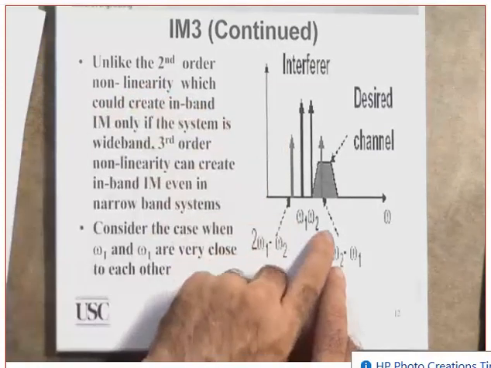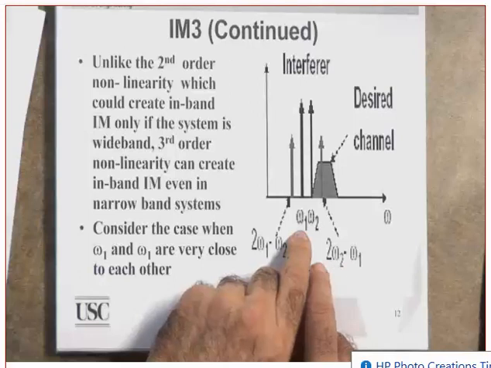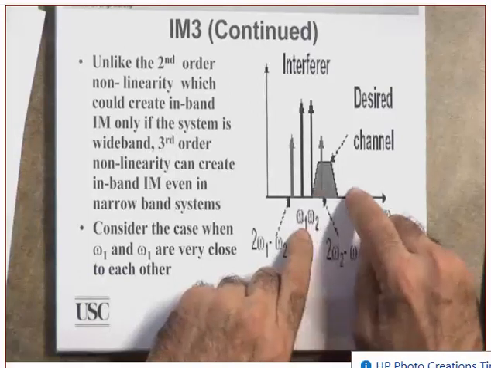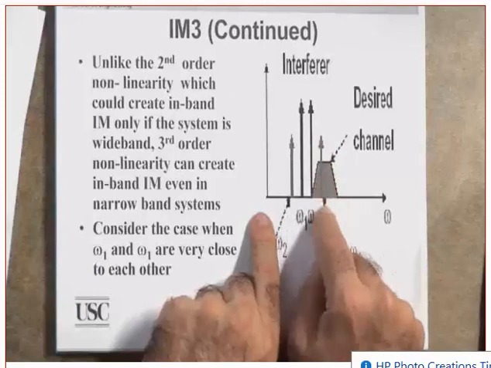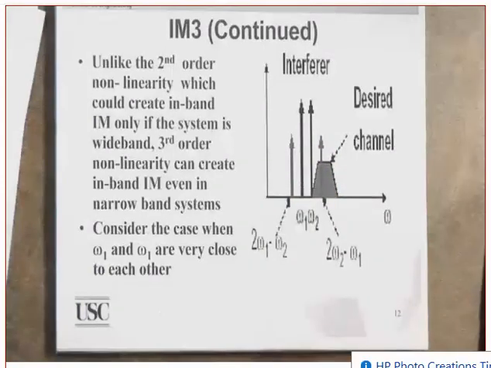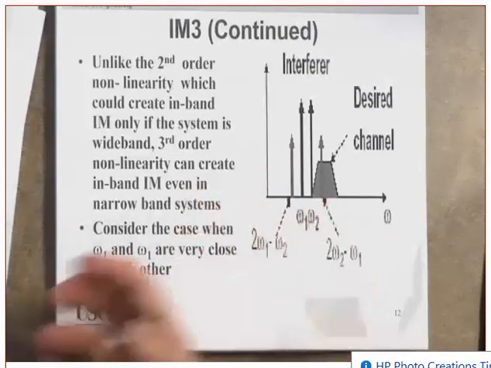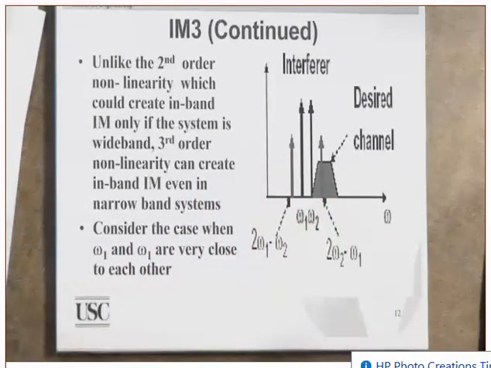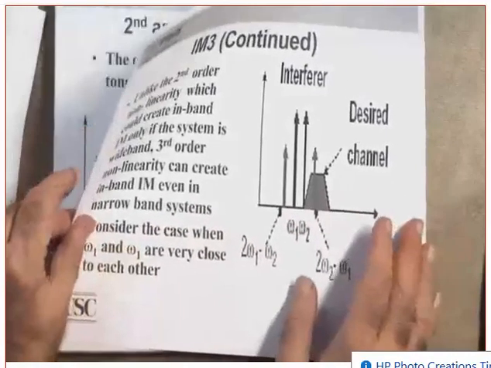Why? Because omega 2 is greater than omega 1. So when you take 2 omega 2, it means you are doubling this, and then you are subtracting this. This one will move within the desired channel. Clear? Even though your receiver is a narrowband receiver, there will always be a problem. There will always be a possibility that they will interfere with each other.